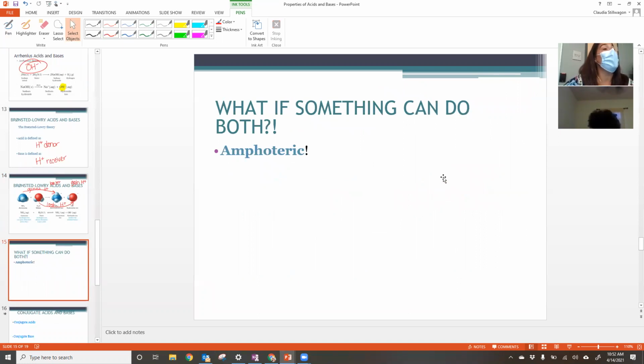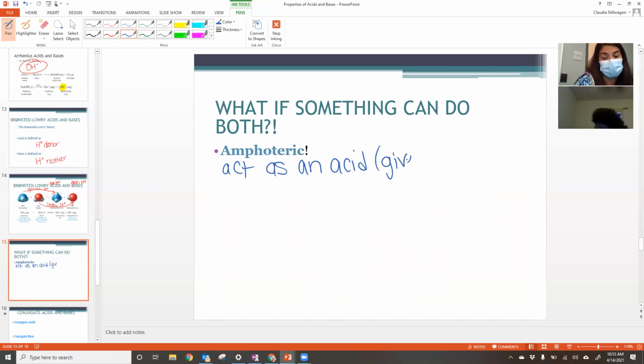What if something can do both? So we're talking about what if something can lose or gain. This is something called amphoteric. And it can act as an acid and it can act as a base.